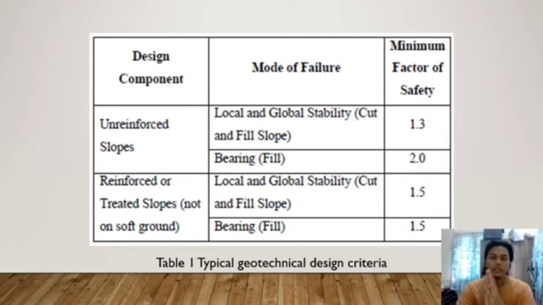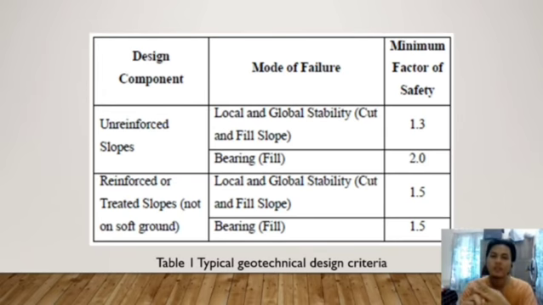For both design components, there are 2 modes of failure. I will explain the first design component. For the unreinforced slope, there are cut and fill slope and the bearing fill. Both minimum factors of safety are different: the cut and fill slope is 1.3 and the bearing fill is 2. Let's go to the second row, which is reinforced or treated slopes.